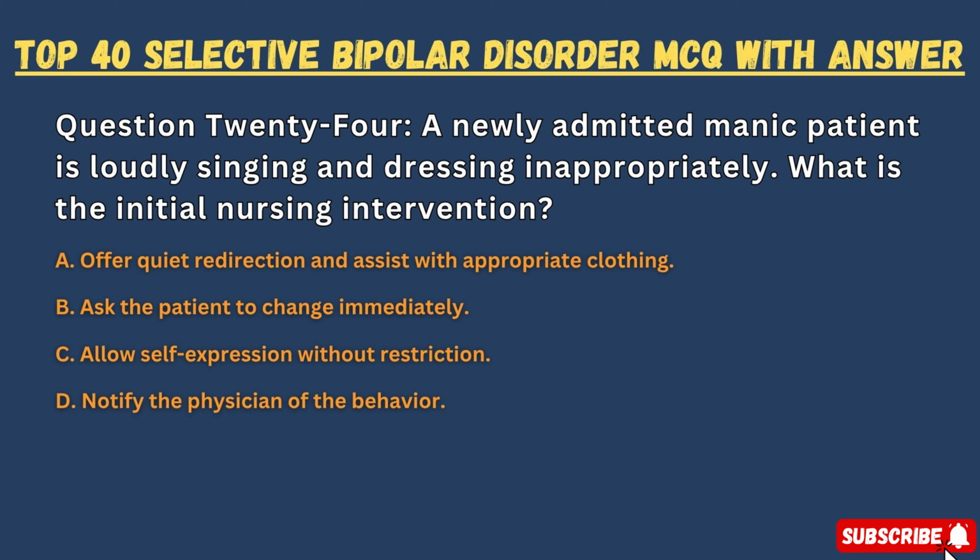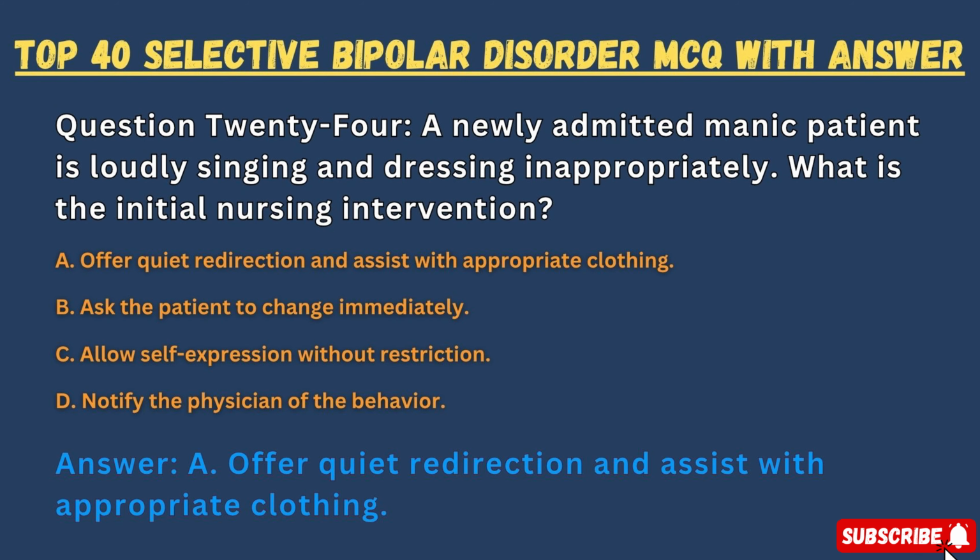Question 24. A newly admitted manic patient is loudly singing and dressing inappropriately. What is the initial nursing intervention? A. Offer quiet redirection and assist with appropriate clothing. B. Ask the patient to change immediately. C. Allow self-expression without restriction. D. Notify the physician of the behavior. Answer: A. Offer quiet redirection and assist with appropriate clothing.